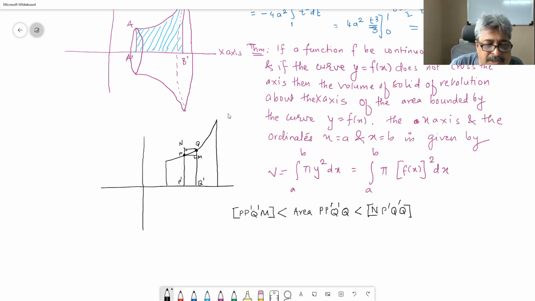Suppose this distance is incremental delta x. The coordinates of P are x comma y. The coordinates of Q are going to be x plus del x comma y plus del y. Is that correct?